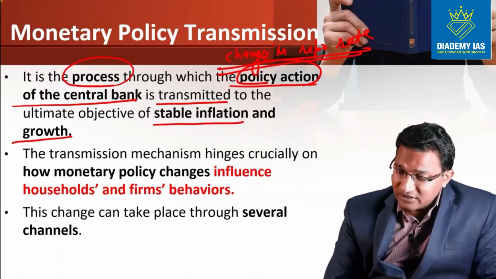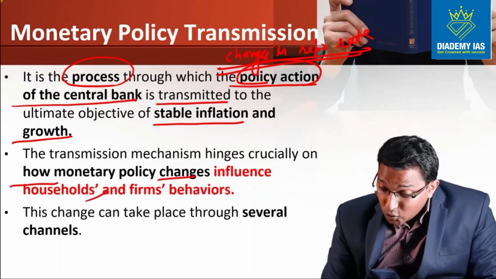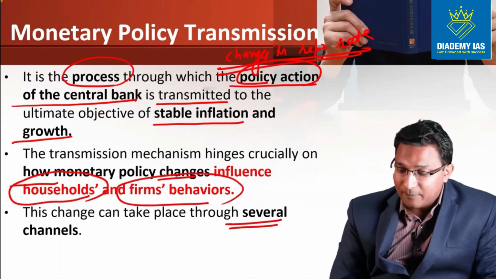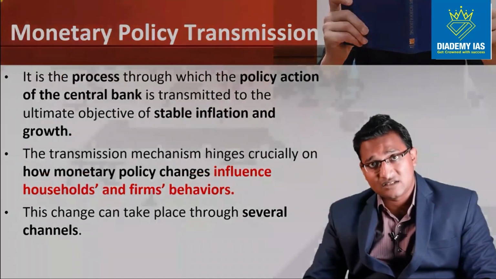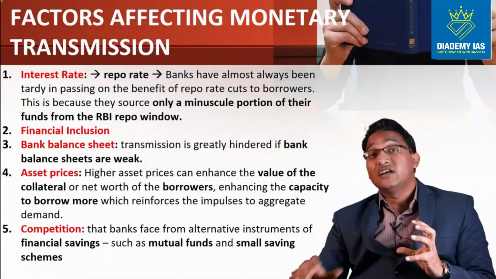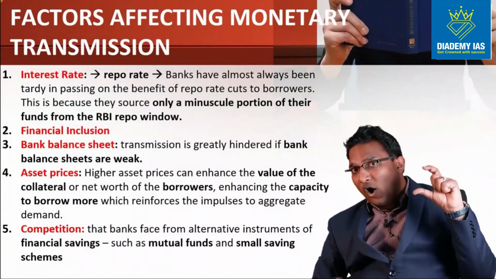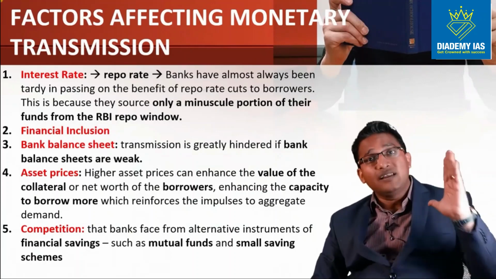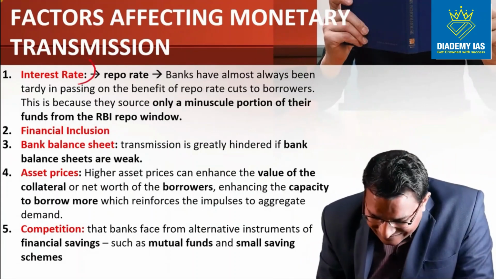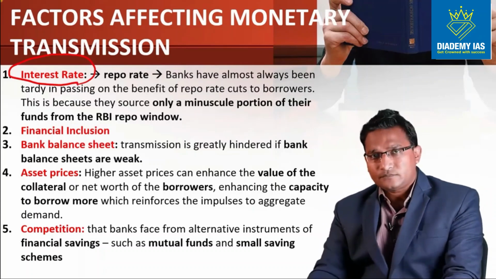This transmission hinges crucially on how monetary policy changes influence households' and firms' behavior. And this change can happen because of different channels. So what are the different factors which impact monetary transmission? What are the different factors which decide how much will be the impact of a change in the repo rate over the consumer? So first is the interest rate.